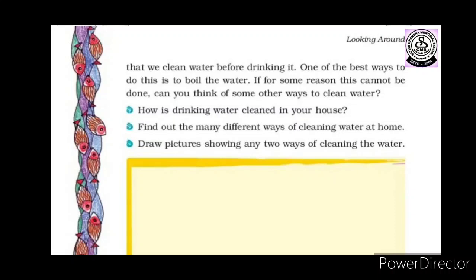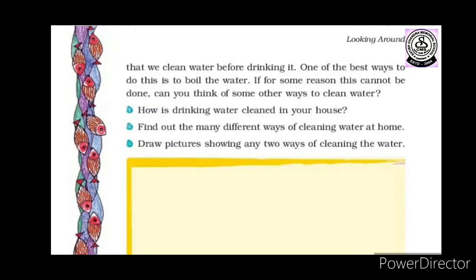If for some reason this cannot be done, can you think of some other ways to clean the water? Now if you cannot boil the water due to some reason, what are the other ways you can clean the water? Have you thought of it?